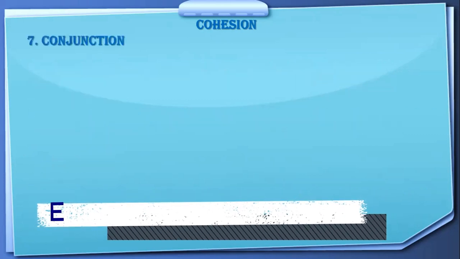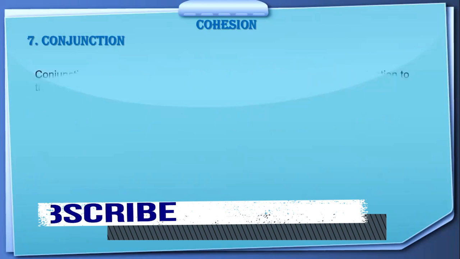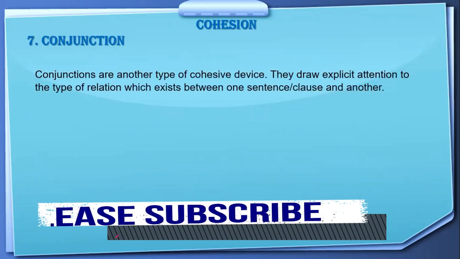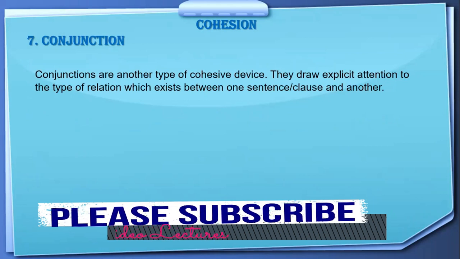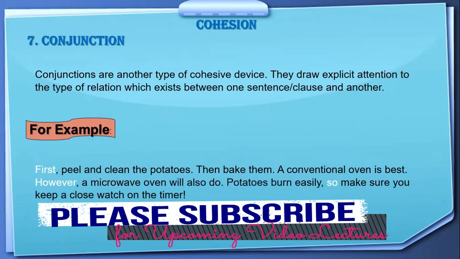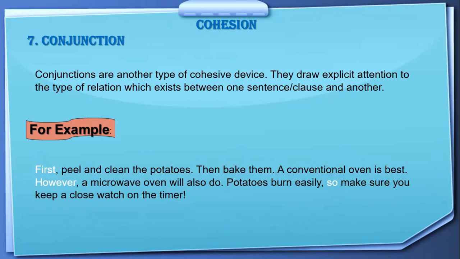Here is another part, we may call it conjunction in cohesion. Conjunctions are another type of cohesive device. They draw explicit attention to the type of relation which exists between one sentence or clause and another. For example, first, peel and clean the potatoes, then bake them. A conventional oven is best. However, a microwave oven will also do. Potatoes burn easily, so make sure you keep a close watch on the timer. So this is how we are going to use conjunctions in the sentences, and this is part of cohesion.